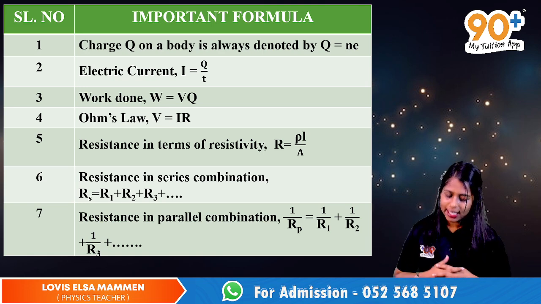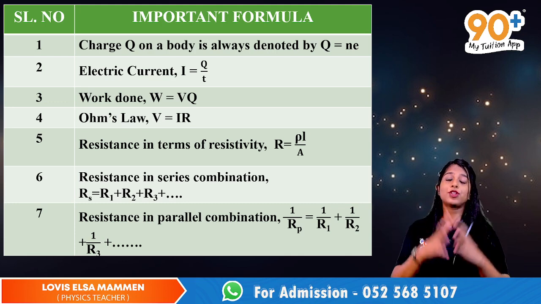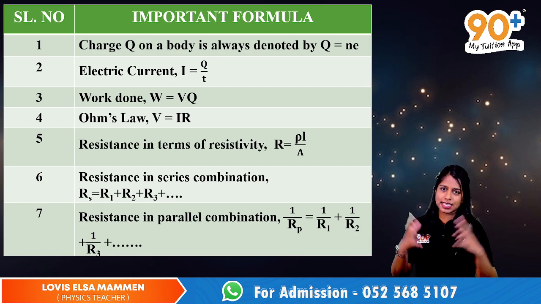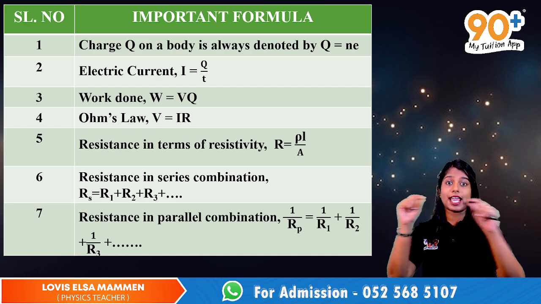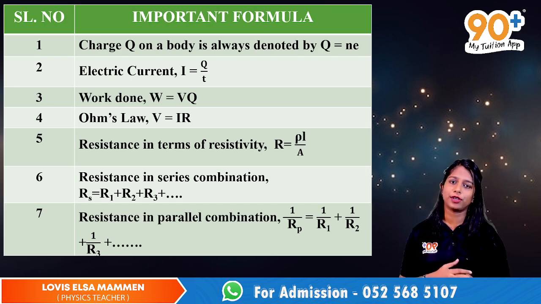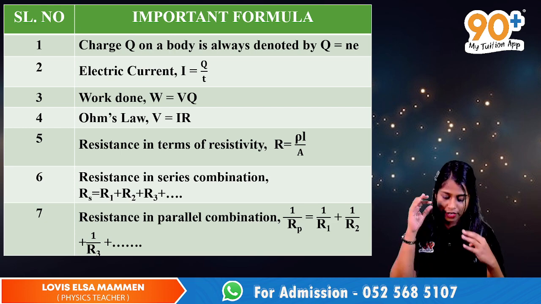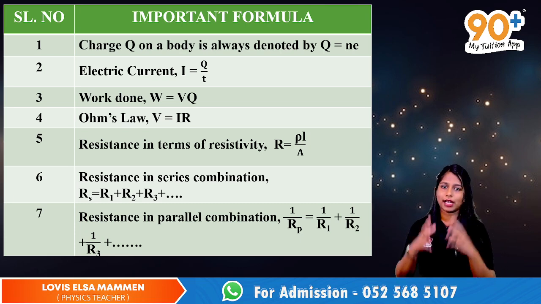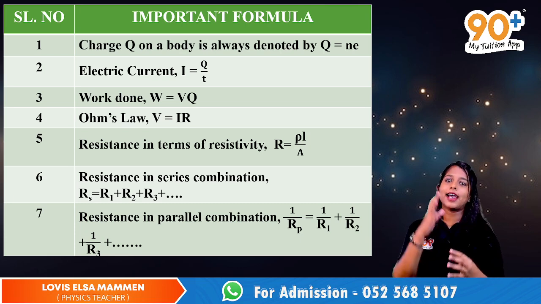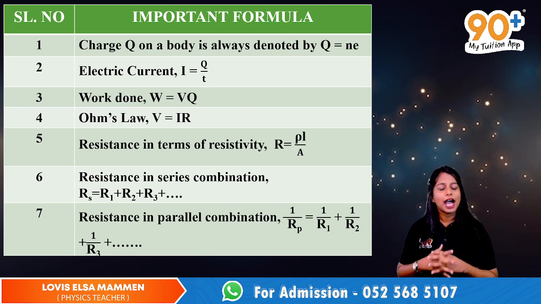Now the fourth one is a very important law of this chapter, which is Ohm's law. We know that Ohm's law states that the potential difference across the ends of a conductor is directly proportional to the current flowing through it, right? So we can write V is proportional to I. From there, V is equal to I into R, where R is the constant and that constant is resistance. So we have got the equation V is equal to I into R.